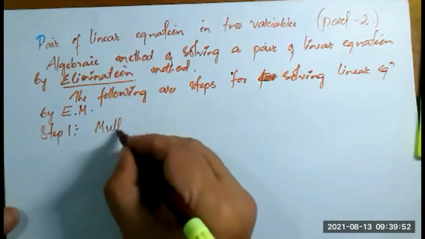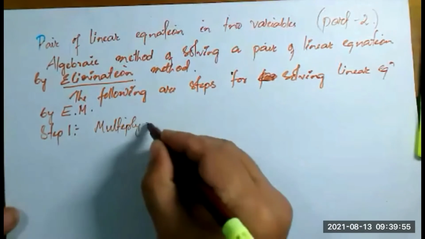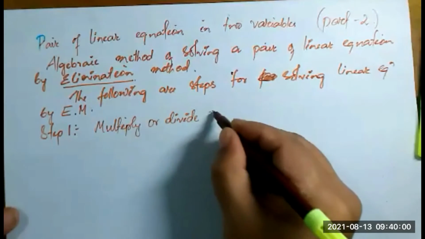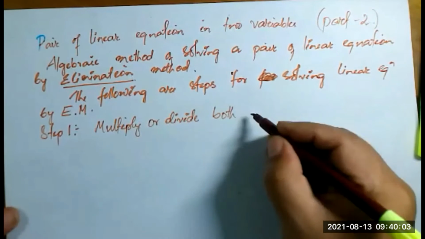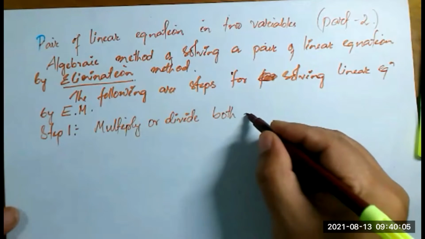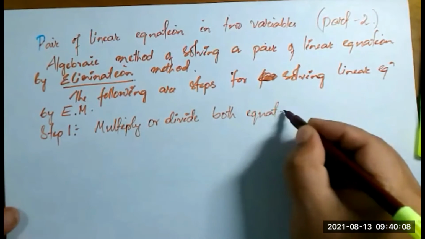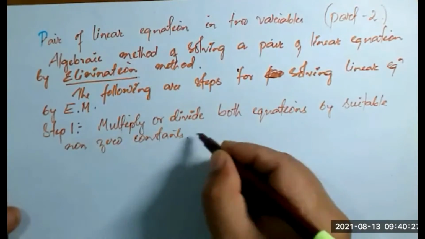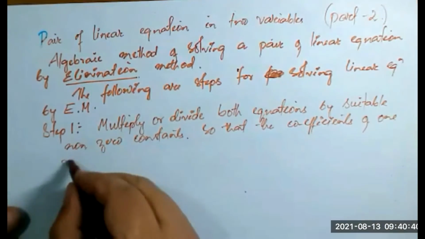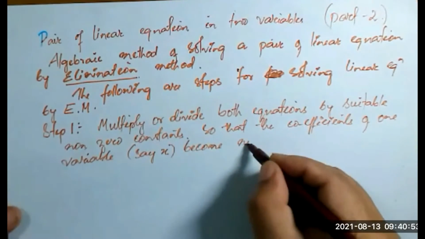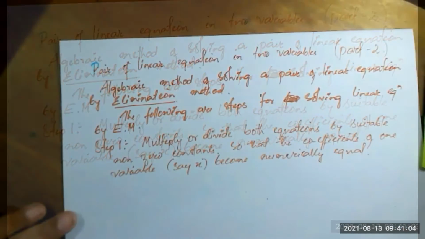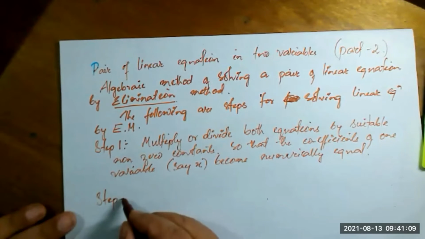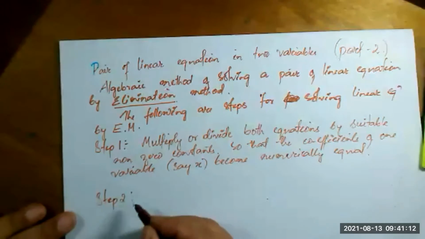First step, you have to multiply or divide both the equations. The question will be, there will be two equations given. And step two, later on I'll solve it with one example. Okay, so what you need to know is the steps.